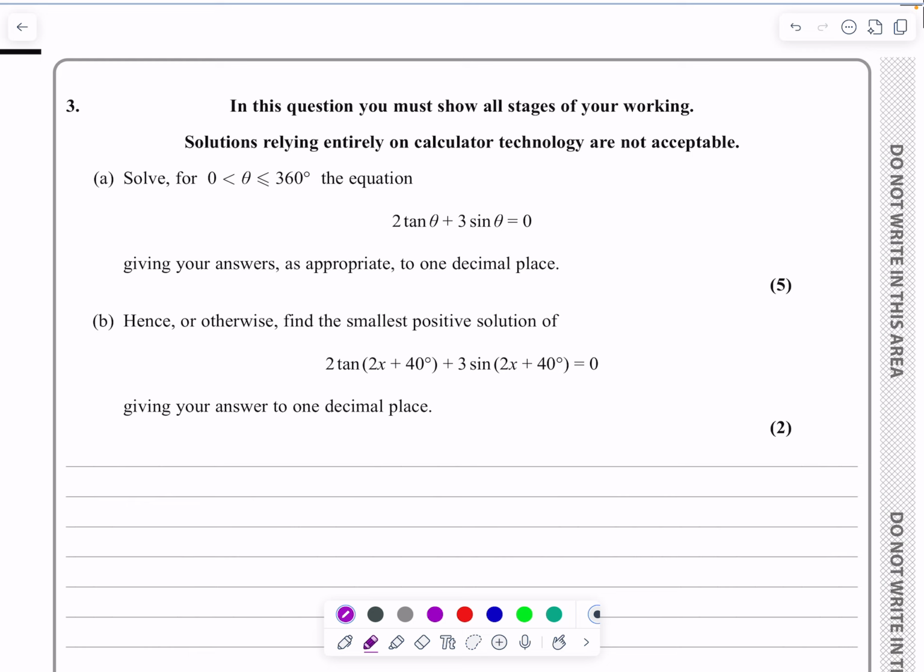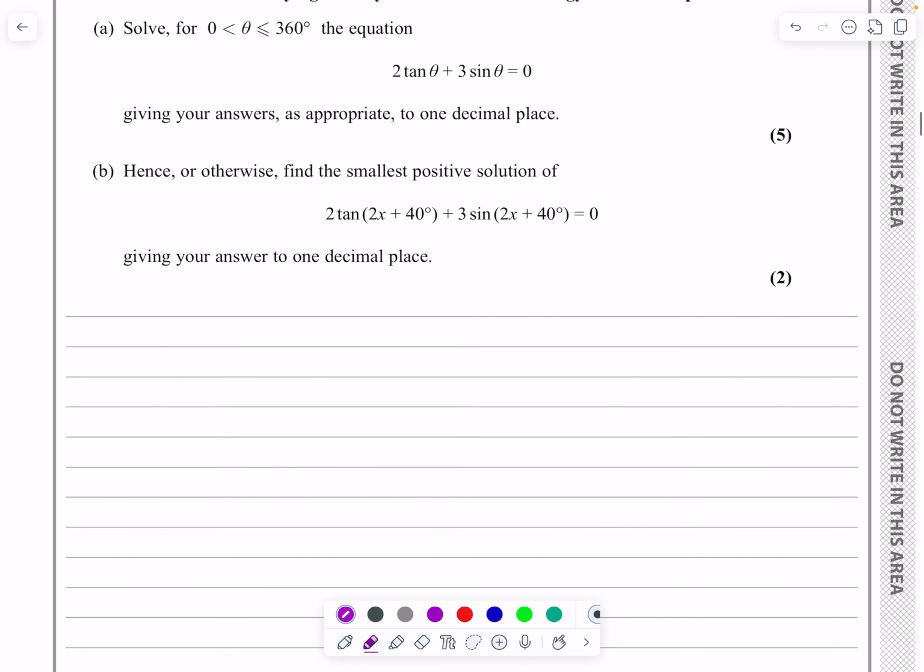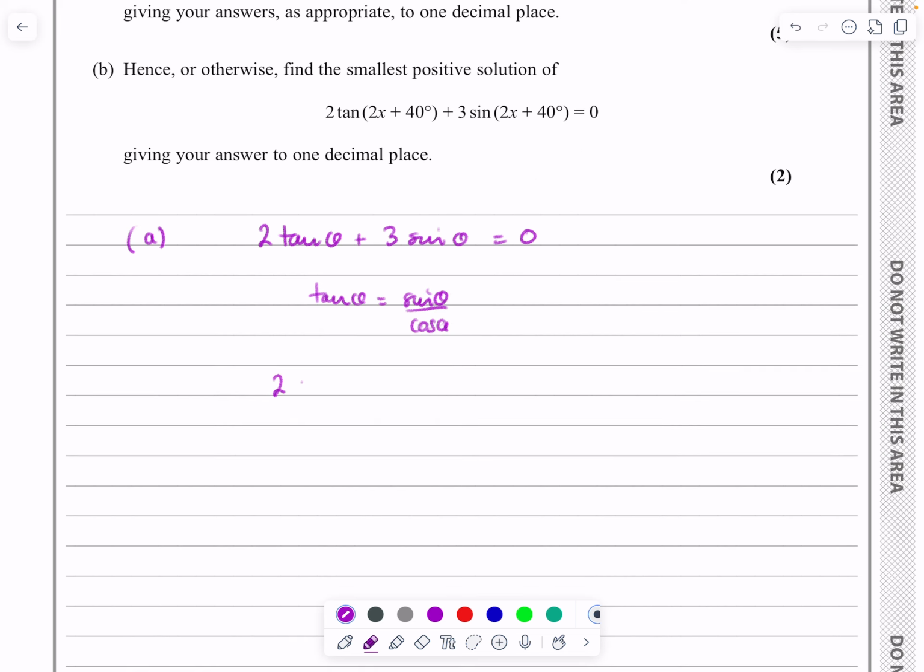It says, for part A, can we solve between 0 and 360 degrees the equation 2 tan theta plus 3 sine theta equals 0, and answers to 1 decimal place. So part A, let's copy that down, 2 tan theta plus 3 sine theta equals 0, and one of the two identities we know is that tan theta is sine theta over cos theta, so I'm going to immediately replace that. So I've got 2 sine theta over cos theta plus 3 sine theta is equal to 0.